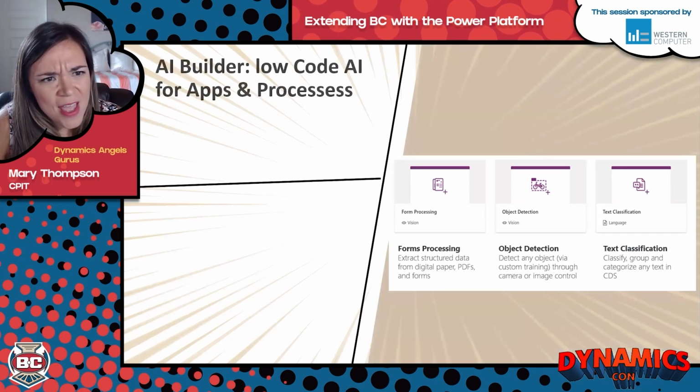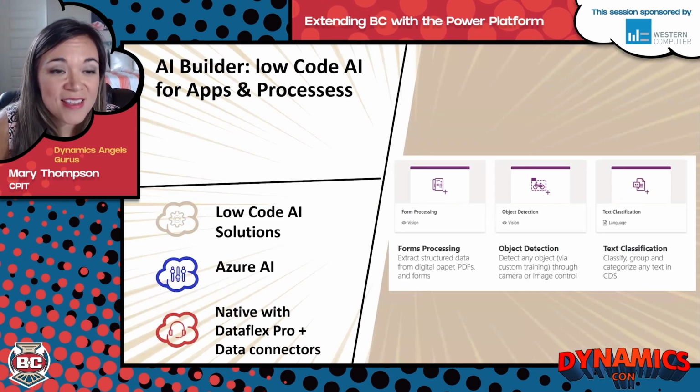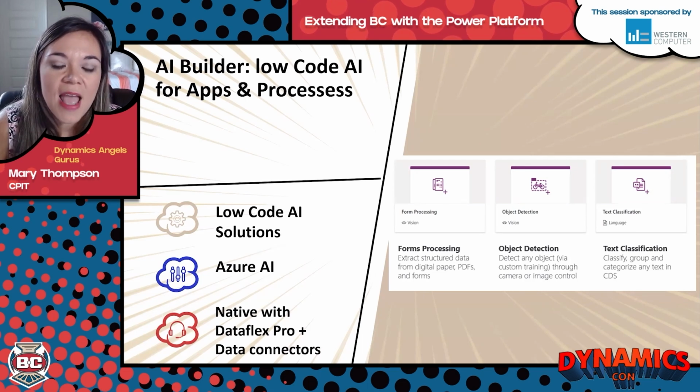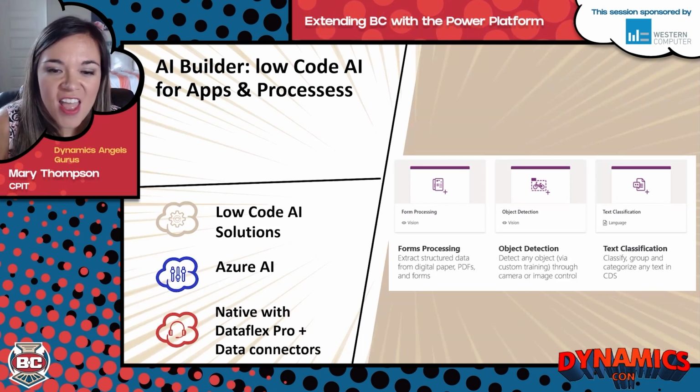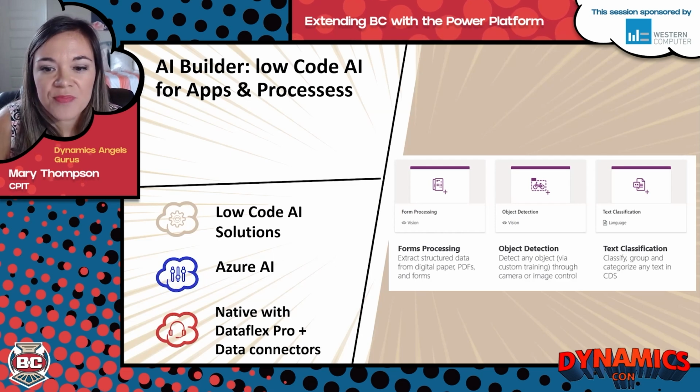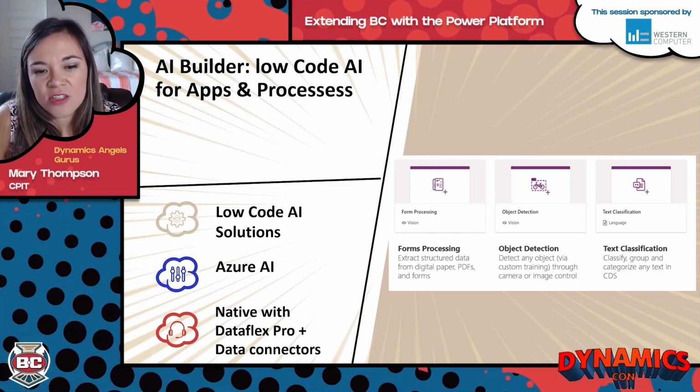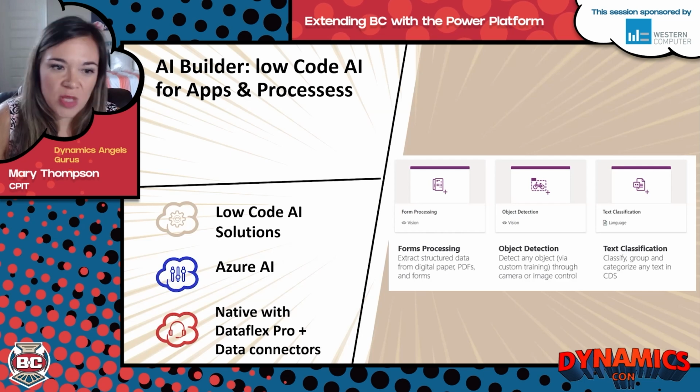Let's talk about that AI builder just a little bit. Again, it's a low-code approach to be able to create applications that are perfect for your business. You see here that we have form processing, object detection, and text classifications. It's how you can put your data to work for you and streamline processes.